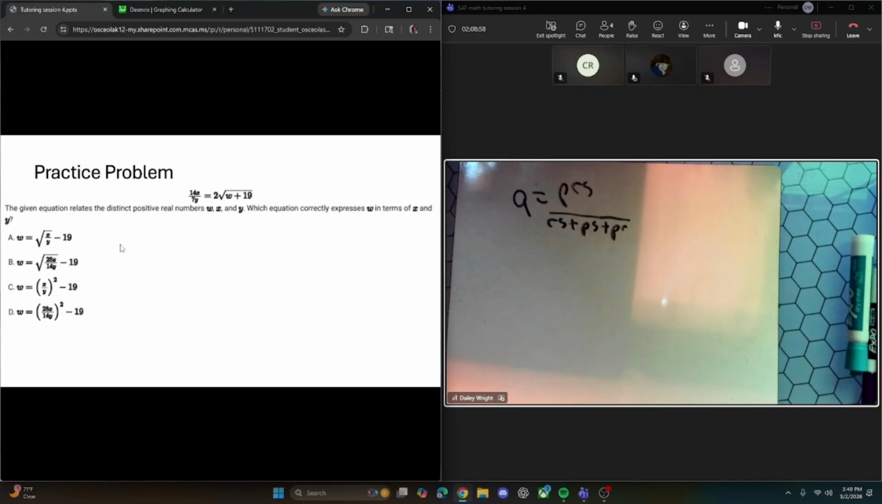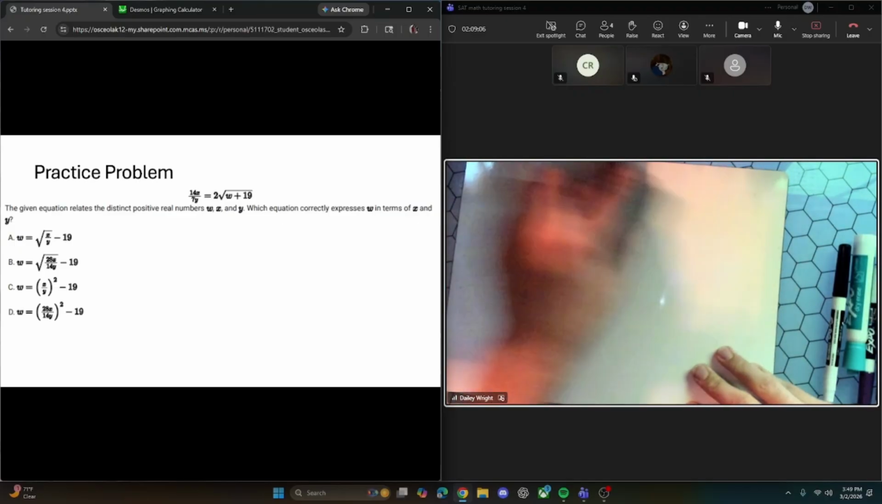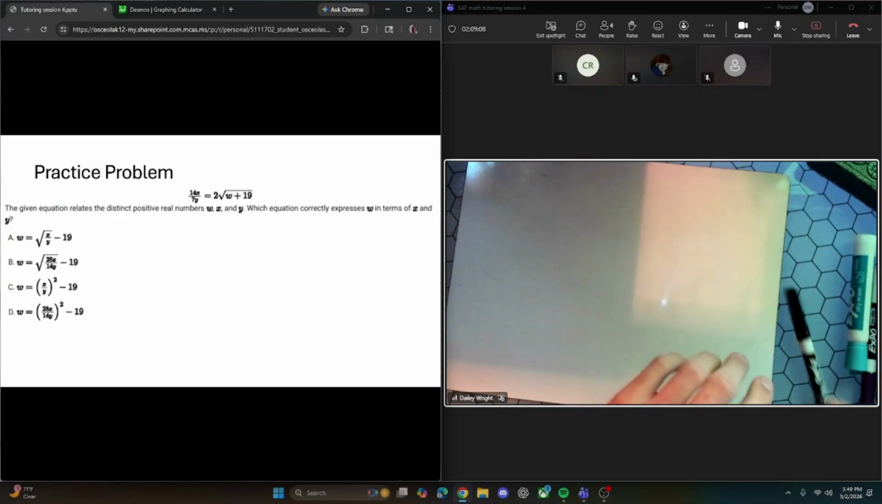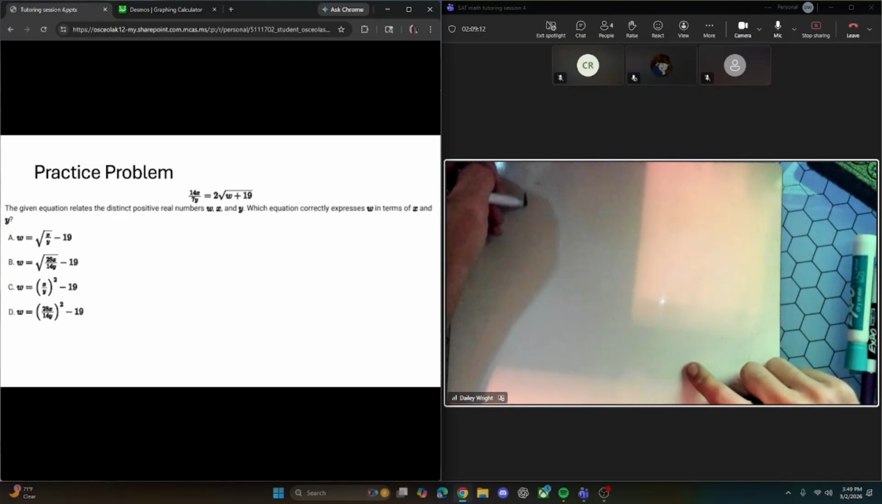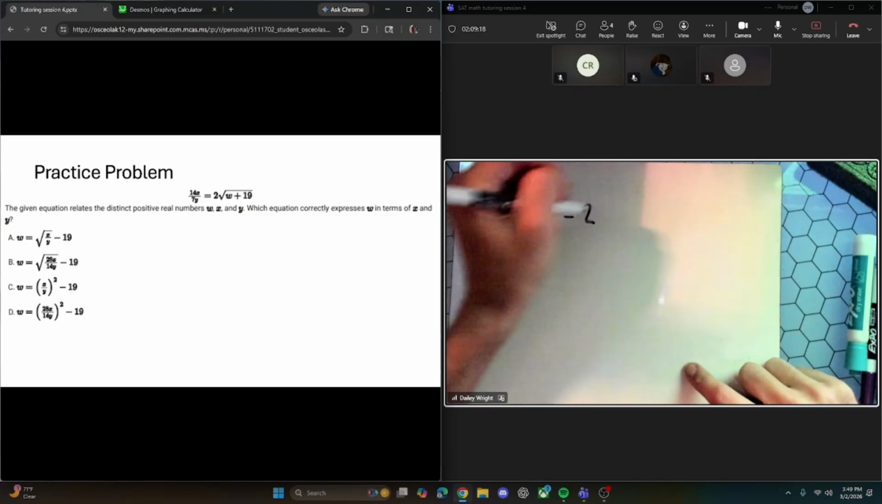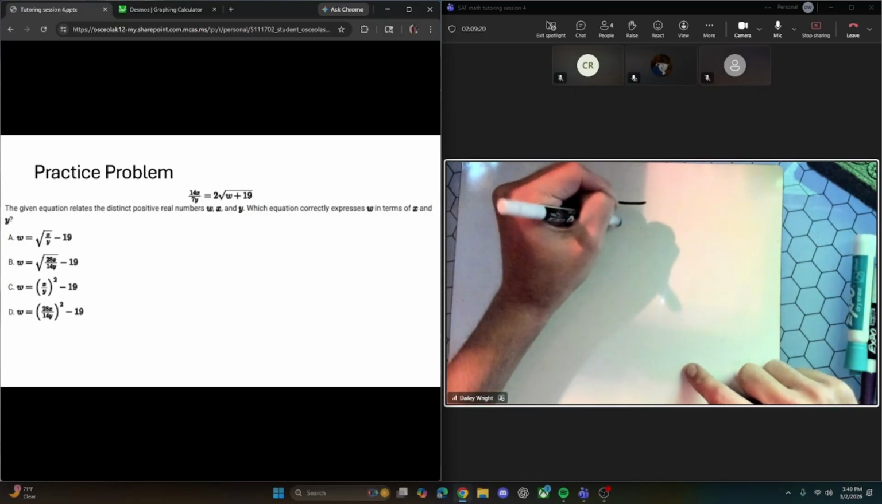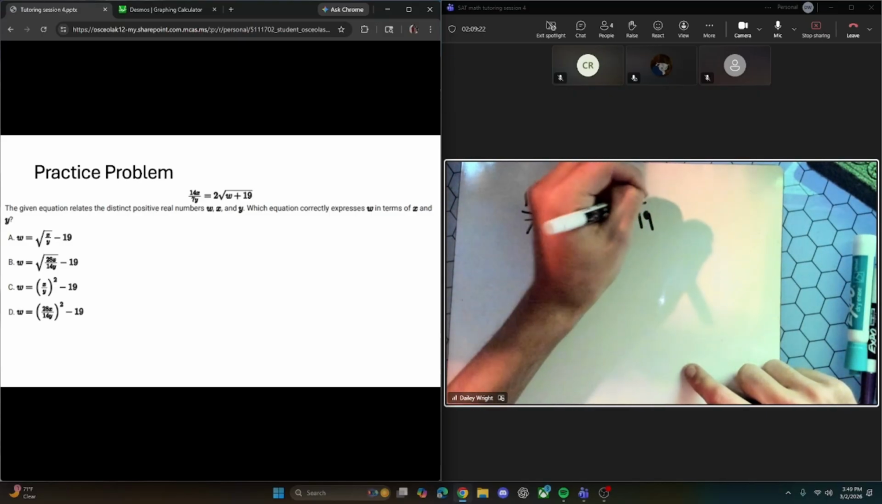The given equation relates the distinct positive real numbers w, x, and y, which equation correctly expresses w in terms of x and y. So this one wants me to find w by itself. So let's go ahead and try to figure that out. 14x over 7y equals 2 times root w plus 19.